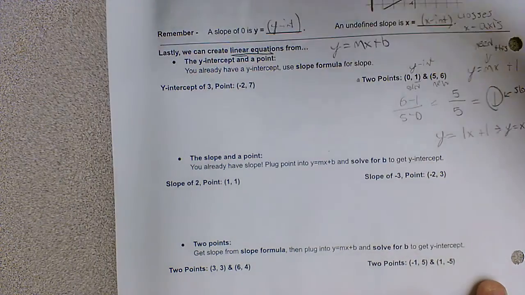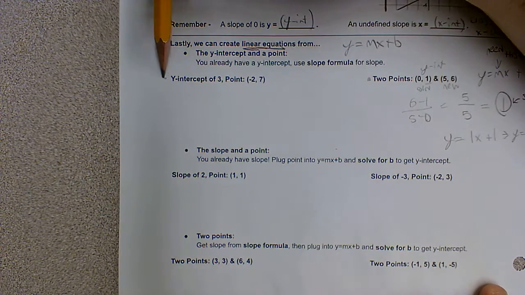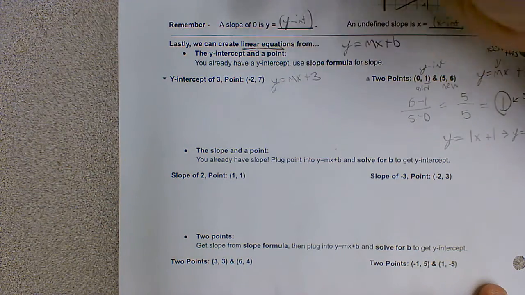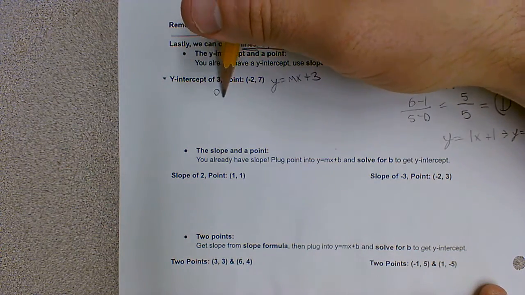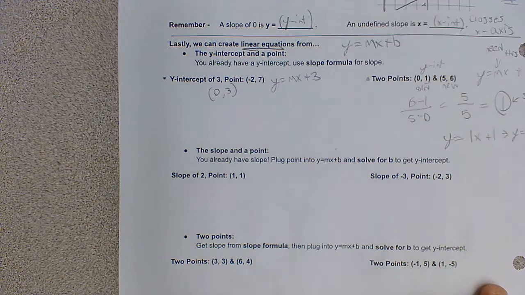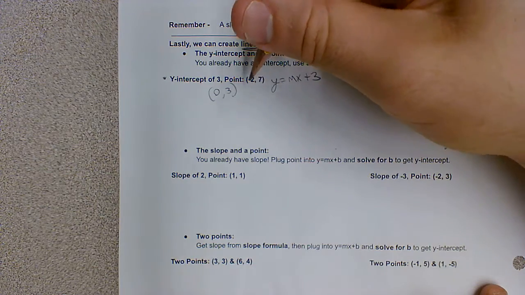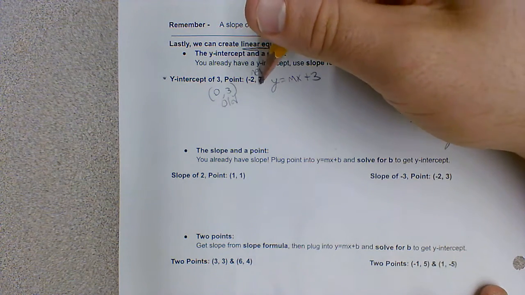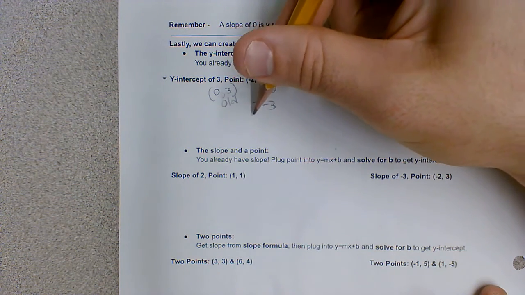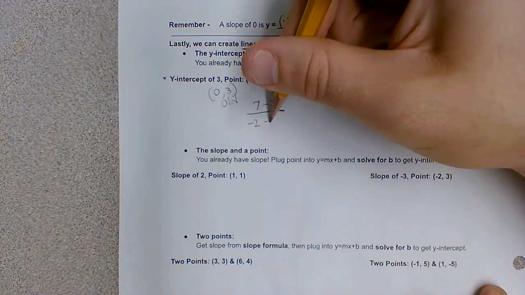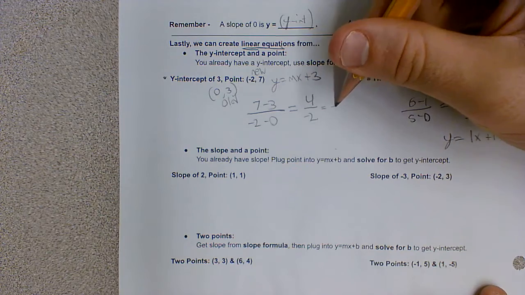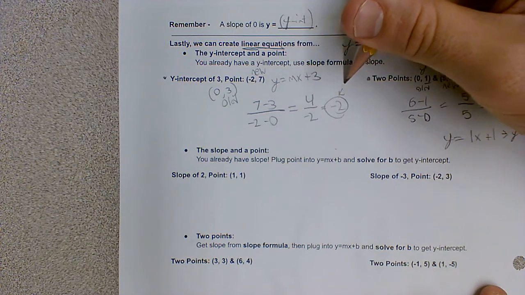So for this first one here, my y-intercept is 3, so I know I have y equals mx plus 3. But to do the slope formula, I have to know that this point is 0, 3. Like so. Okay. Now to do the slope formula, all I have to do is pick my old and new point. I have a new here, old there. I end up doing 7 minus 3 over negative 2 minus 0. 4 on top, negative 2 on the bottom. This turns out to be negative 2, which is my slope.